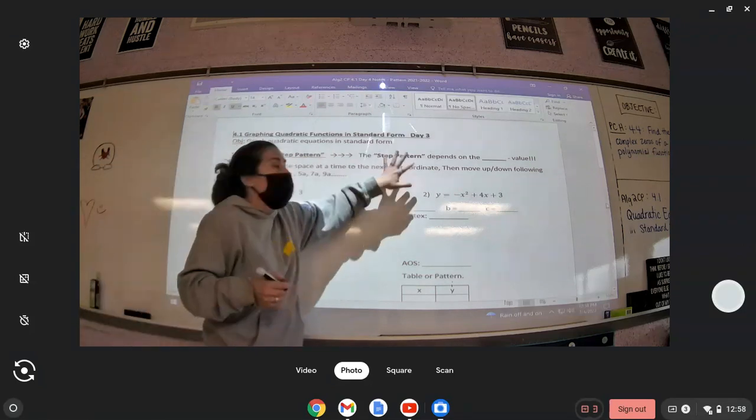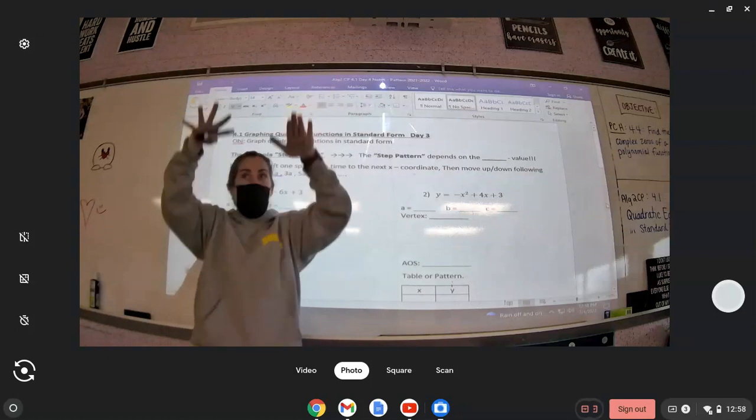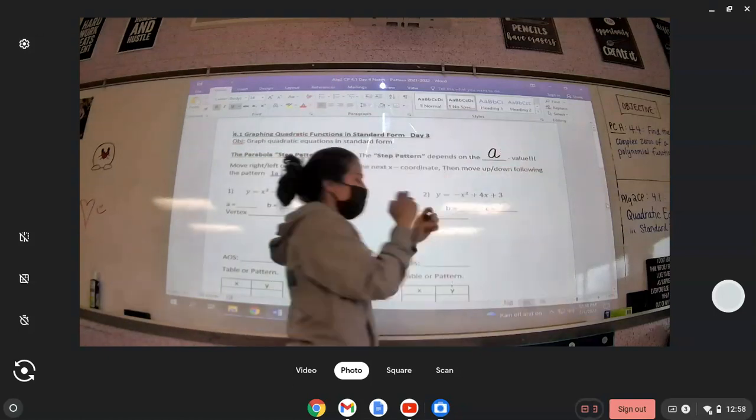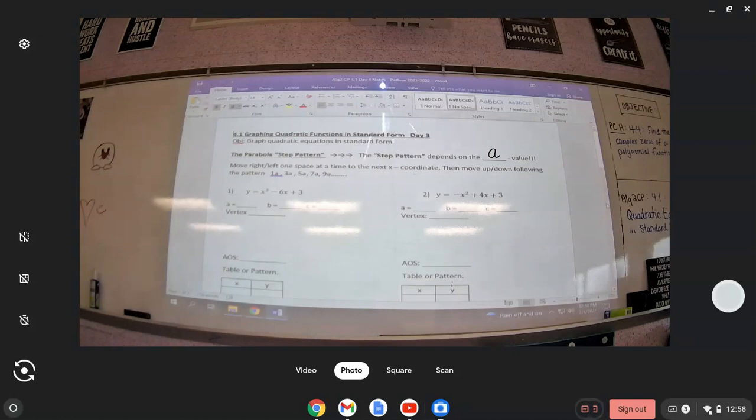But the step pattern that this parabola will go up or down by, it depends on the a value. So a was the number in front of x squared, right? Your leading coefficient. So we already use a to find out if the parabola goes up or down. Now it's also going to be your pattern number. So it's a pretty important number that you're going to use quite a bit, all right?